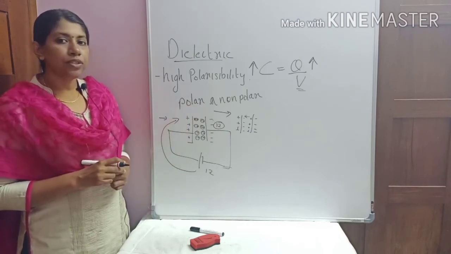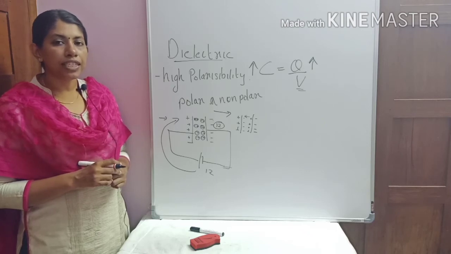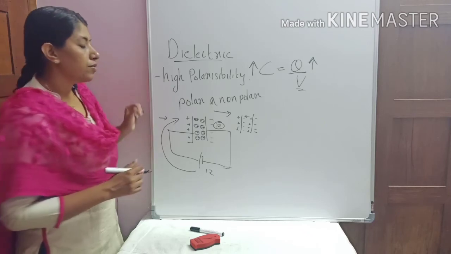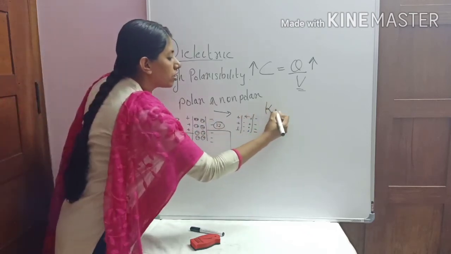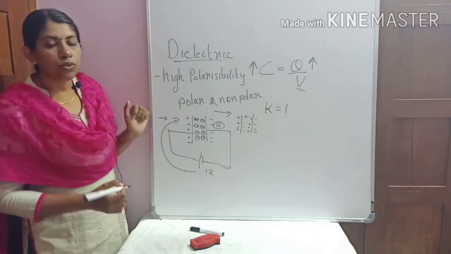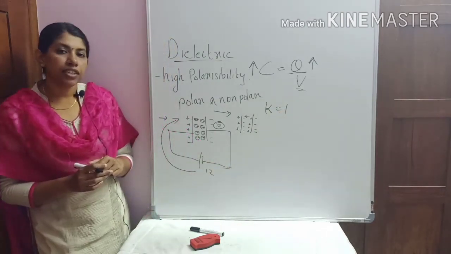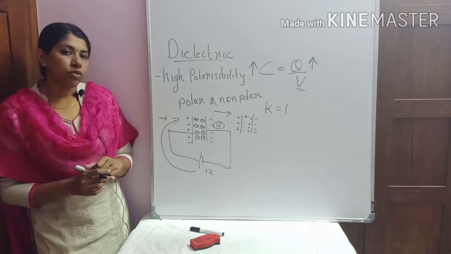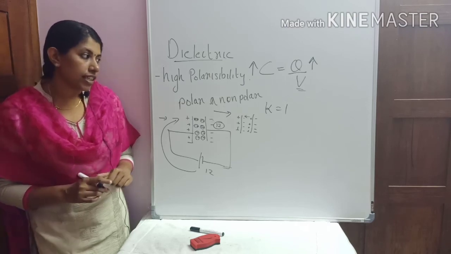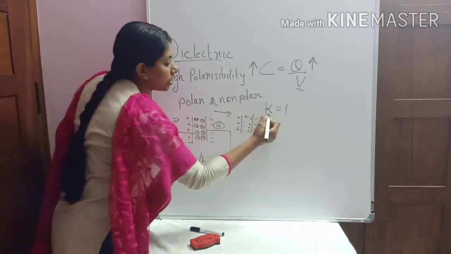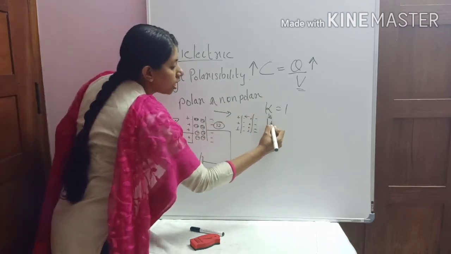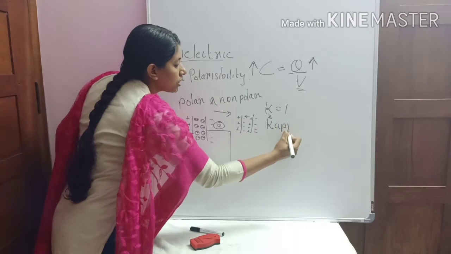Usually we will choose materials with a high dielectric constant. For vacuum the dielectric constant is 1, and we always choose materials with a dielectric constant higher than vacuum. And this is all about dielectric. The dielectric constant is represented by the letter K, or kappa.